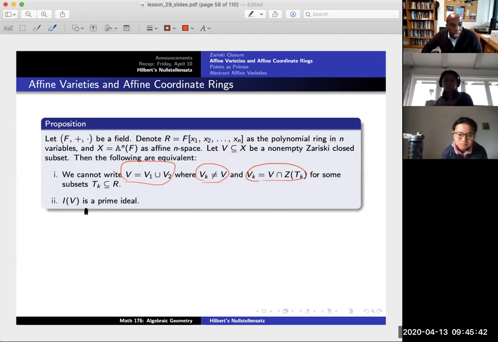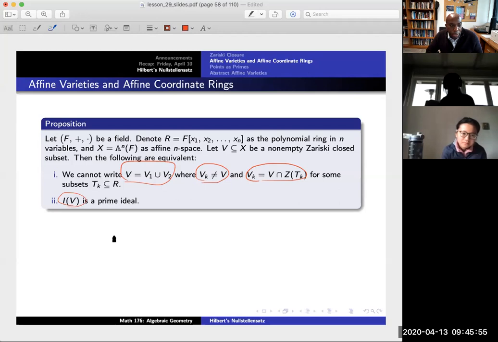That is equivalent to saying IV is a prime ideal. So again, we're saying that we cannot write V as a union of two different Zariski closed subsets if and only if IV is a prime ideal. This is kind of a weird thing, because on the one hand we're saying something about these closed subsets being the union of two other closed subsets, but I'm replacing that with a really simple idea, which is that this thing here is a prime ideal. And of course, we're going to know a lot about prime ideals a little bit later.